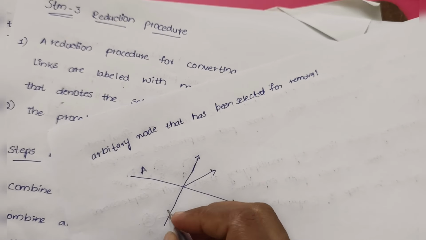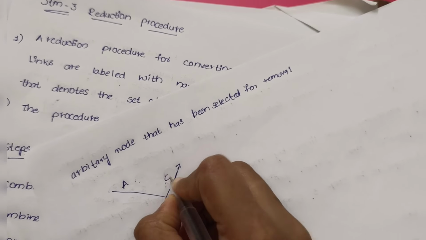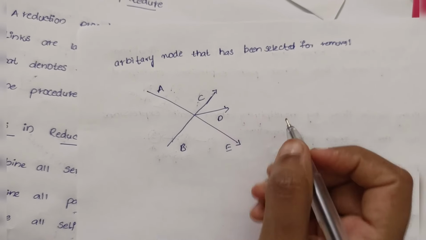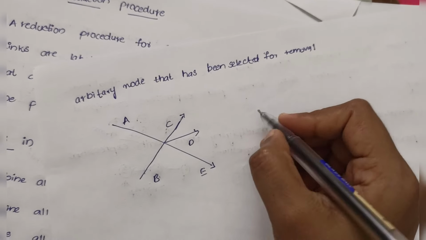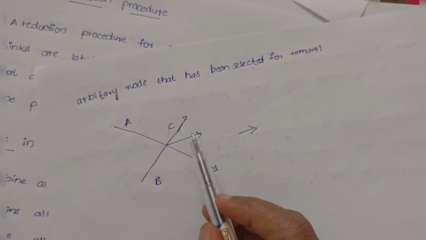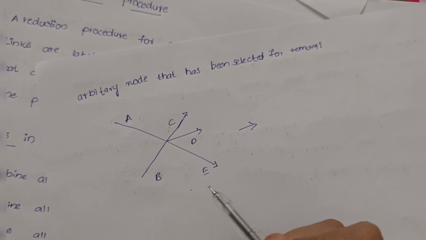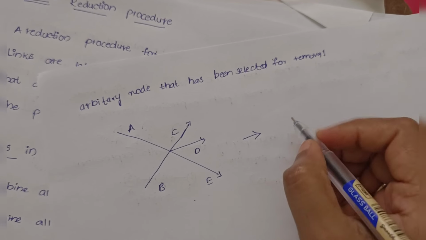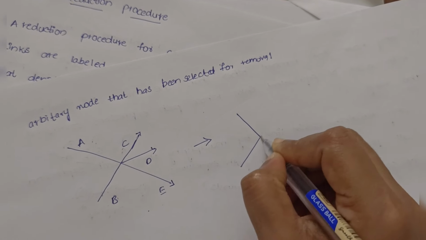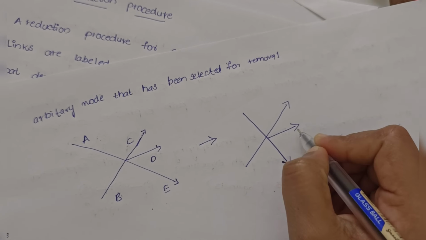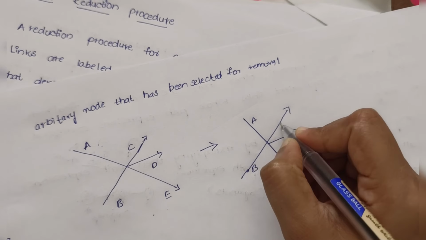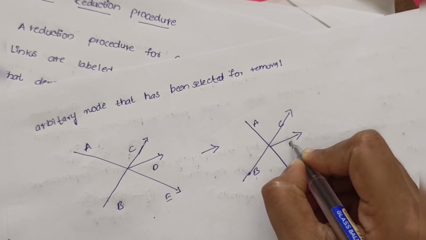A, B, C, D and E. Here we don't have one entry and one exit, so this looks like an incomplete graph. We can convert it into a complete one by adding nodes. This is A, this is B, this is C, and this is D.